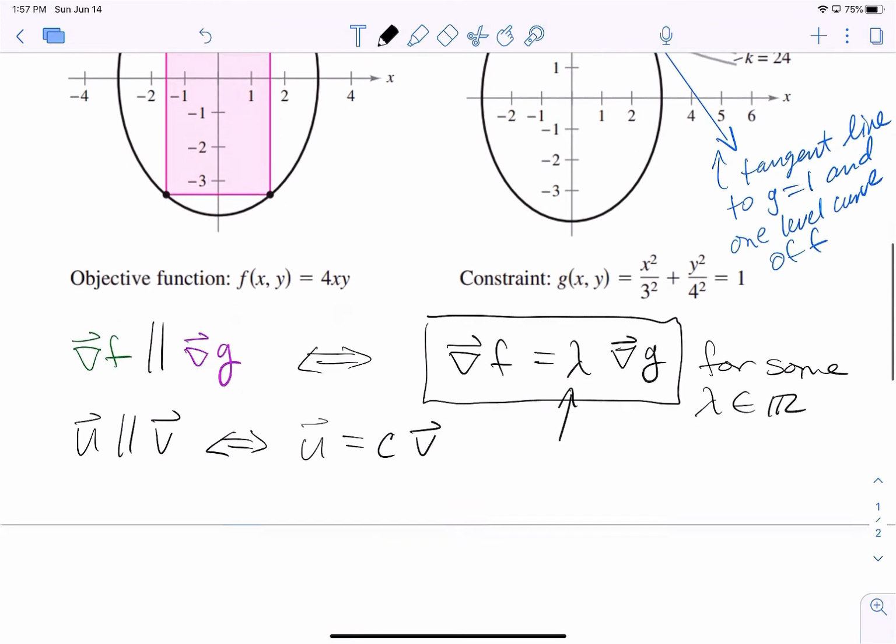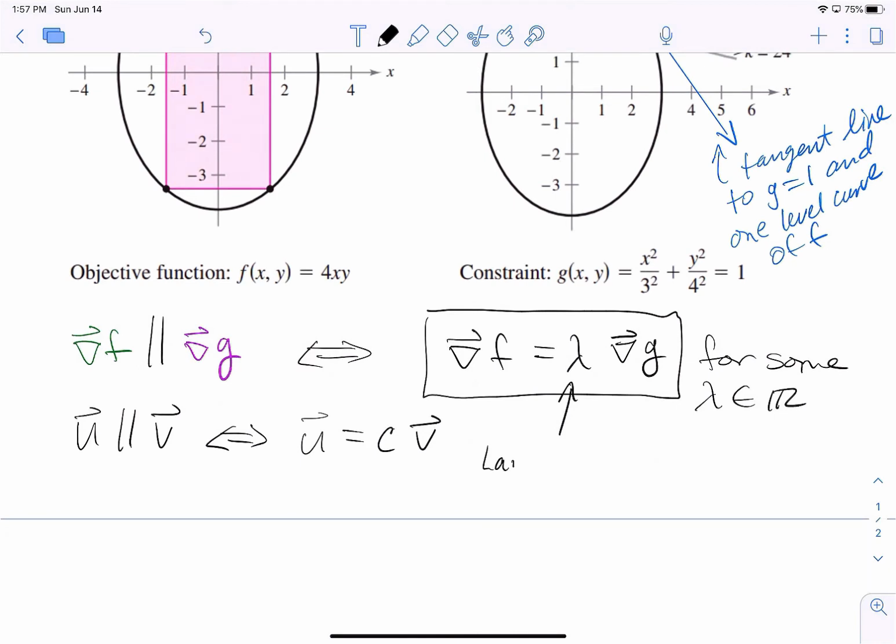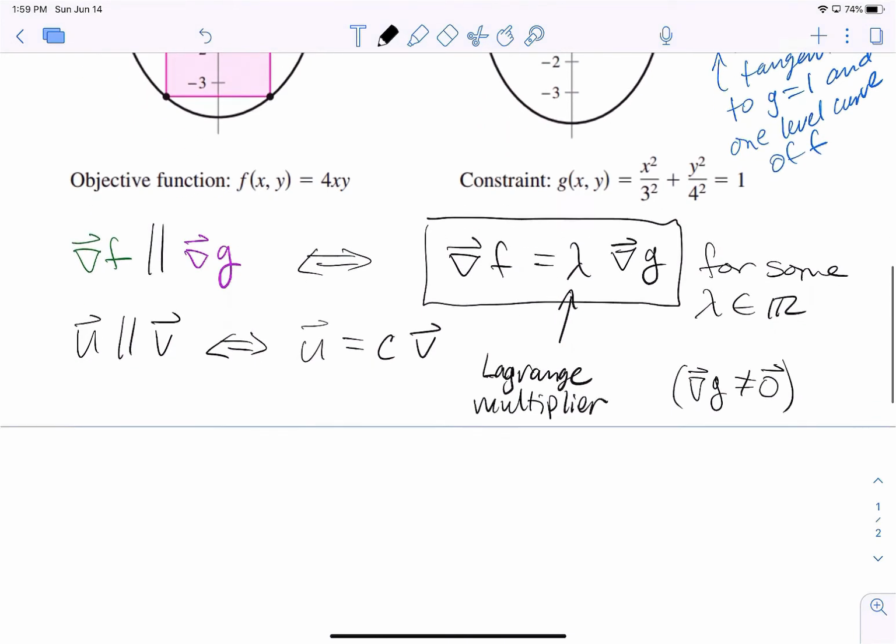The lambda is what's called the Lagrange multiplier. And I'll point out right now that throughout this section, we're going to assume that del g is not equal to the 0 vector. With that as background, let's see how this process works.